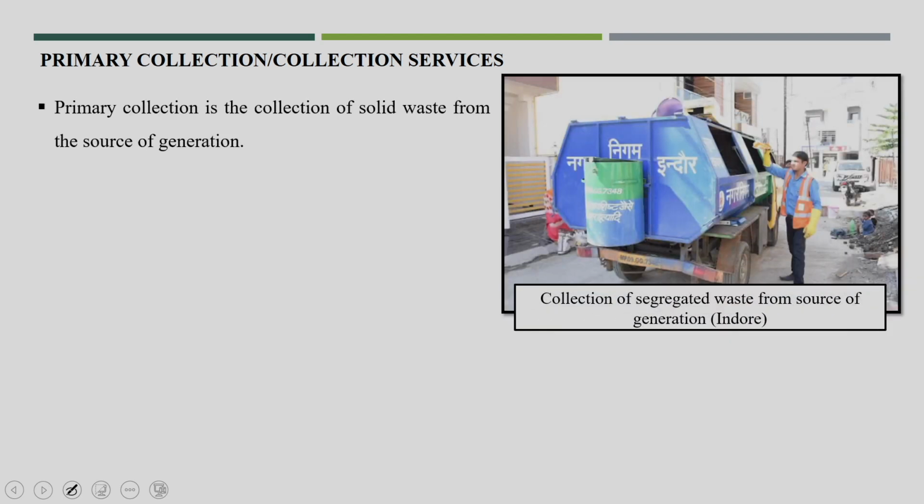Now, there are different kinds of collection services. Primary collection is from the source of generation. This is another photo from Indore. Now, here it is collected as source separated collection. So, I was talking about the dry waste, wet waste and domestic or household hazardous waste in different parts.